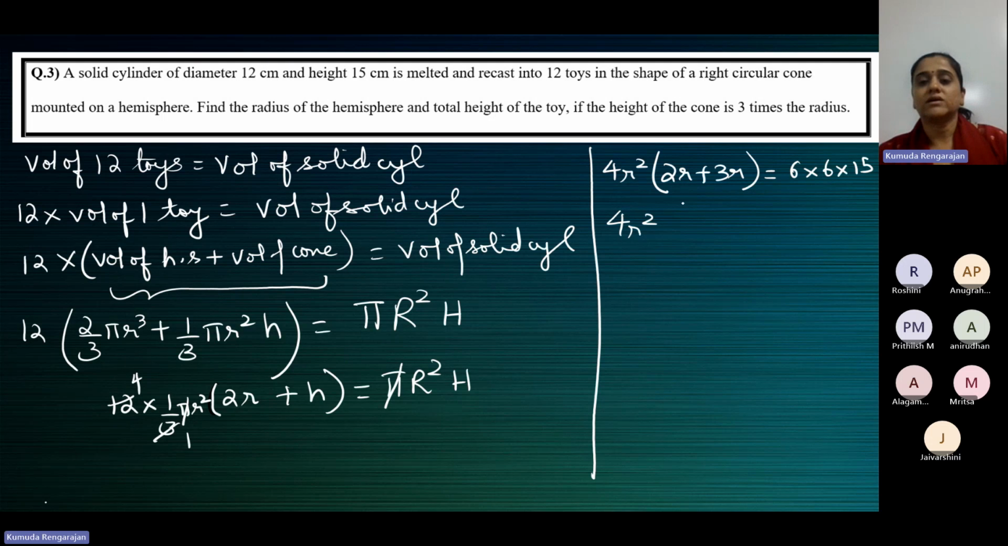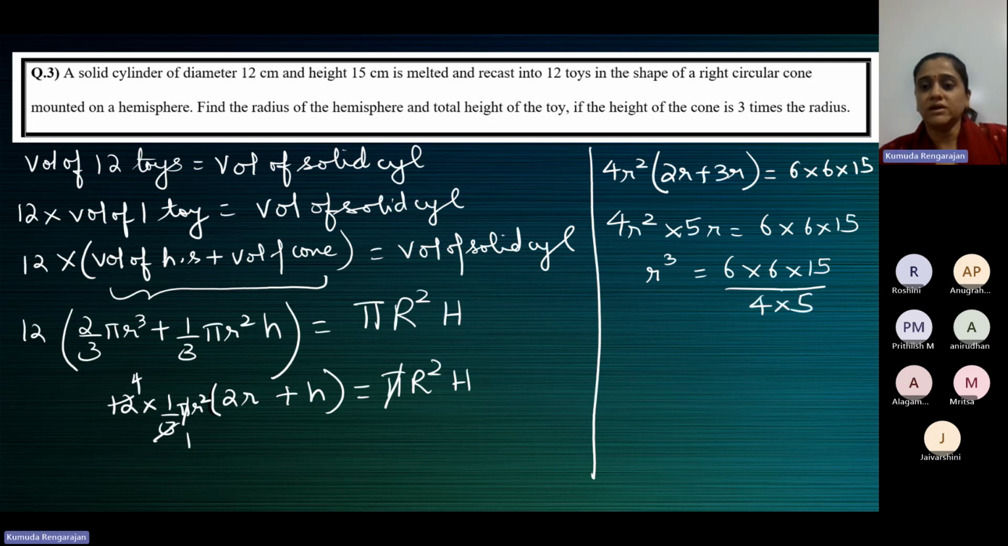So 2R plus 3R is 5R. Into 5R is equal to, see, I'm not multiplying. You want to connect 36 into 15. Okay, fine. So R square into R is R cubed, which is equal to 6 into 6 into 15 over 4 into 5. Correct? So 5 ones are 5, 5 threes are 15; 2 twos are 4, 2 threes are 6; again 2 ones are 2, 2 threes are 6. So we have R cubed is equal to 3 into 3 into 3.